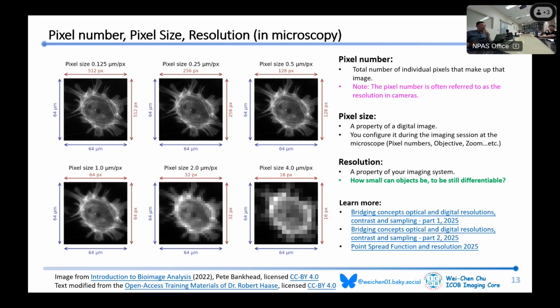And what is resolution? Here the resolution especially refers to the optical resolution, or resolution in a microscope. So this is a property of the imaging system. It means how small an object can be distinguished. Sometimes optical resolution needs to be matched up with pixel number. For example, this is with too few pixels, and you see it's very blurred like this. If you have enough pixels, then the cell becomes very clear like this.